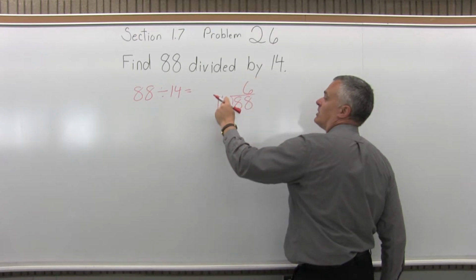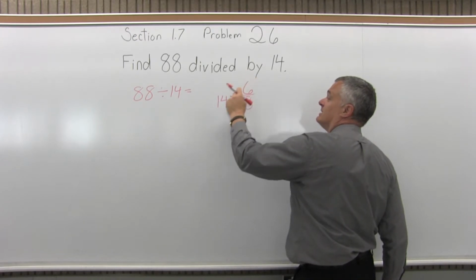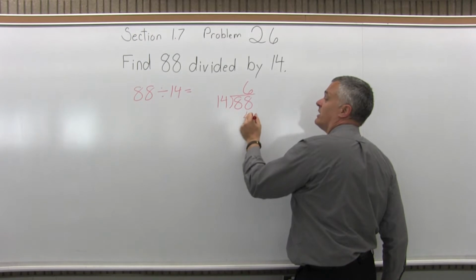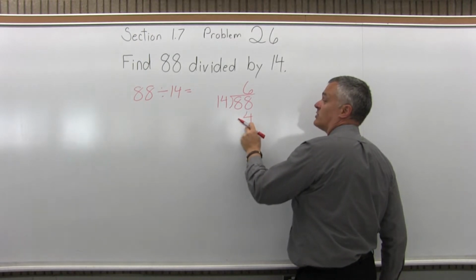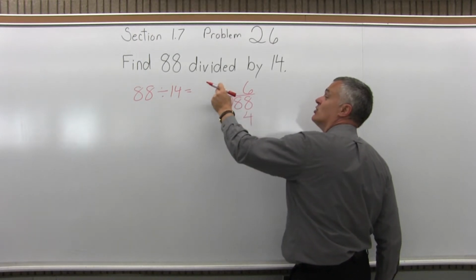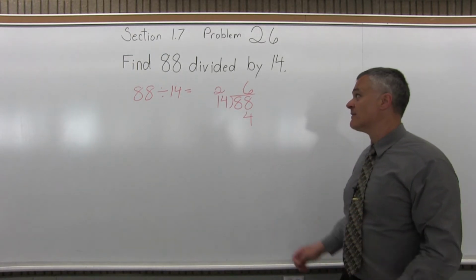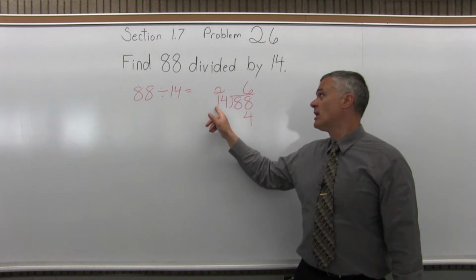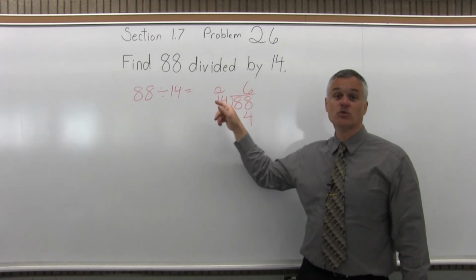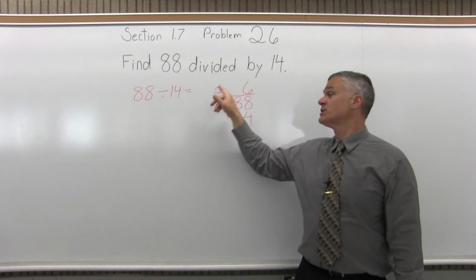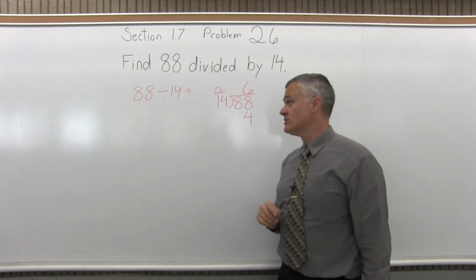So I want to now multiply 6 times 14. 6 times 4 is 24. So I put the 4 from the 24 into the 8. I take the 2 from the 24, carry it to the top of the next digit over to the left. So now I'll do 6 times 1 and add the 2 that I carried. 6 times 1 is 6. 6 plus the 2 more that I carried is 8.